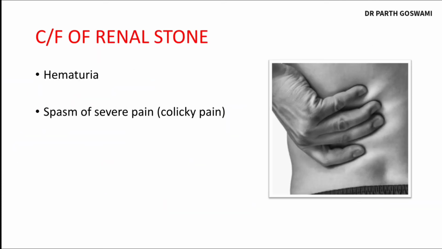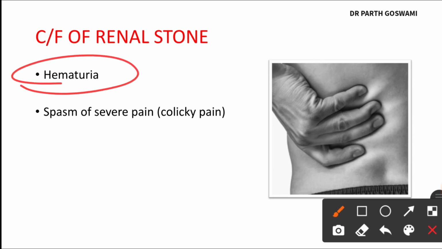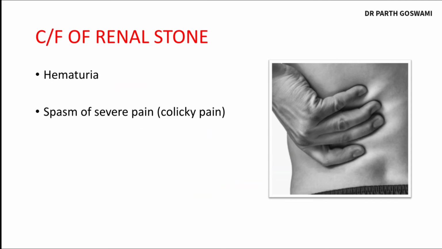All right. Suppose the patient is having a renal stone, then the clinical feature will be blood in the urine. The most common clinical manifestation of renal stone is blood in the urine. So the patient will have hematuria, and will have severe spasmodic colicky type of pain in the renal area, right? All right.